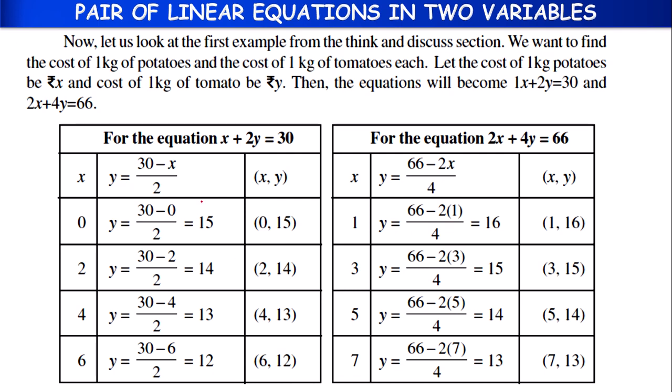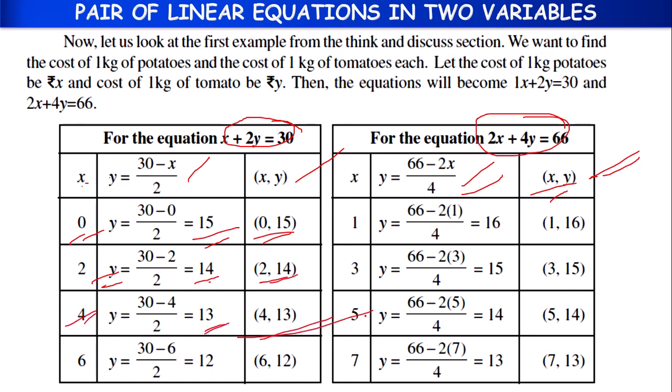So from the equation, let's isolate y so that we can have xy pairs. In this equation also, let's isolate y and note down the xy ordered pairs in all cases. If x is 0, y is 15, so 0 comma 15 is a point. If x is 2, y is 14. If x is 4, y is 13. If x is 6, y is 12.